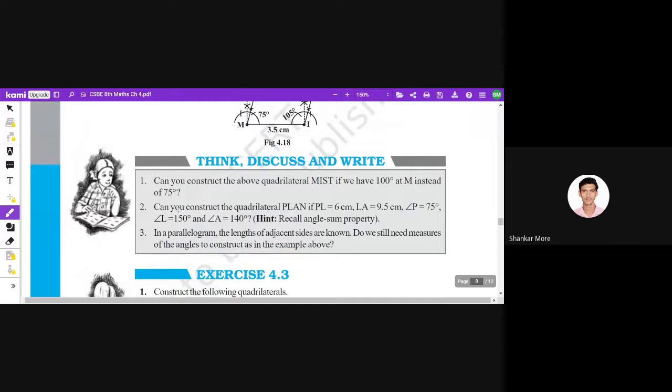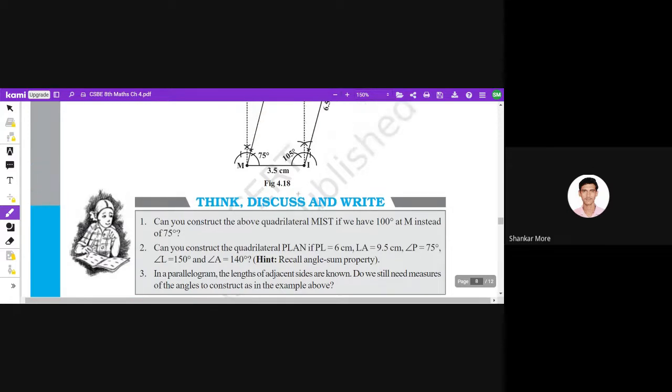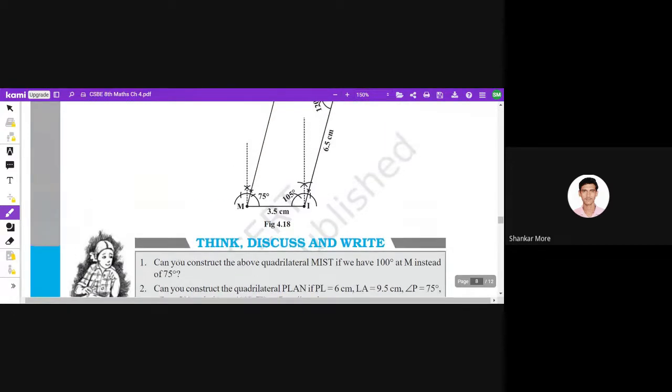So now let us brainstorm something, okay? We have to think, discuss, and write. Can you construct the above quadrilateral MIST if we have 100 degree instead of 75 degree? तो क्या ये possible है? So we just have to verify the possibility. So let us check.